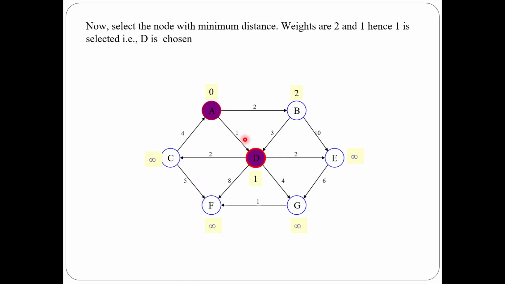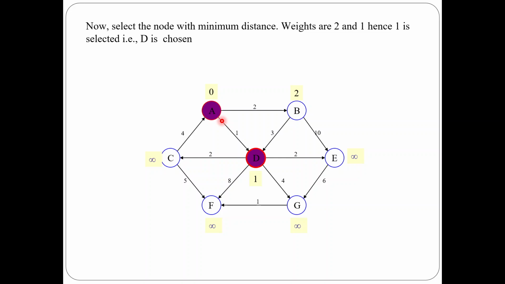Now among these nodes, which one is minimum? D is the minimum. From D, I can reach E. The D value is already 1, so to go to E I need to add 2 more. To reach G, 1 plus 4 is 5. To reach F, 1 plus 8, that is 9.